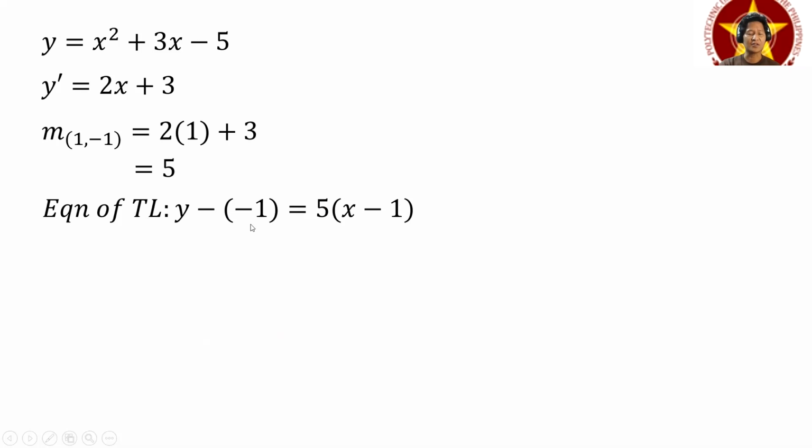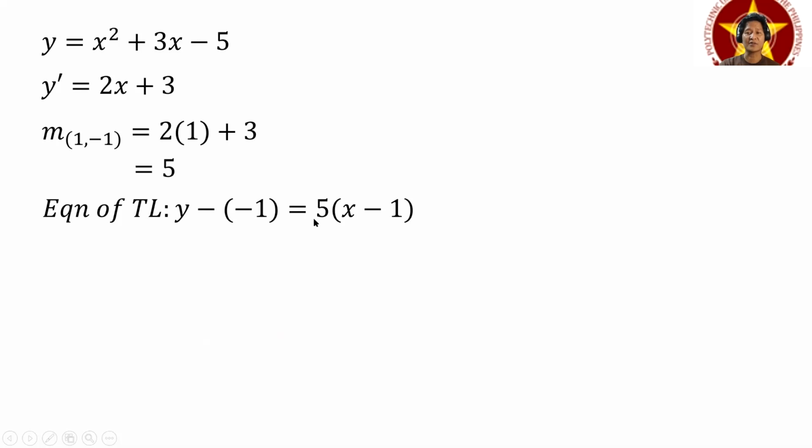Let me repeat the point slope form: y minus y sub 1 equals m multiplied to x minus x sub 1. This x sub 1 and y sub 1 come from the point. So x sub 1 is the x coordinate and y sub 1 is the y coordinate of the point. And then the slope now is 5, or the m is 5.